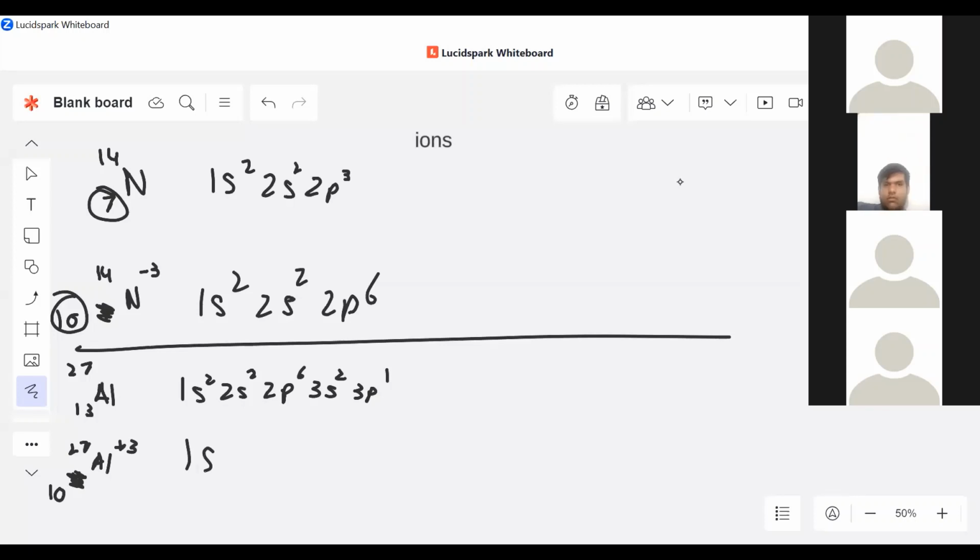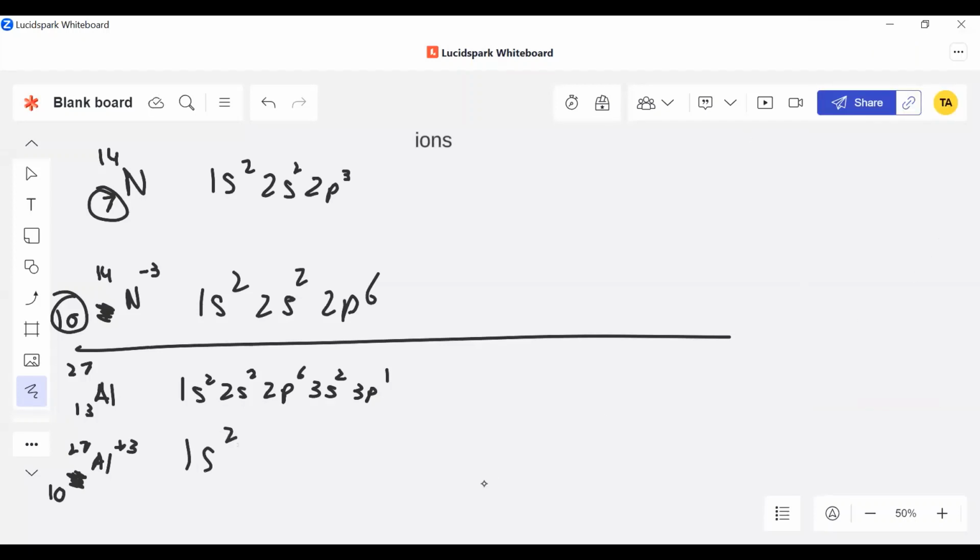So the new configuration would be 1s2, 2s2, 2p6, right? Now I have 10 electrons. So will I write this or no? I won't, because I'm done with 10 electrons. I no longer need these shells now. So this is how we draw the shells for ions.